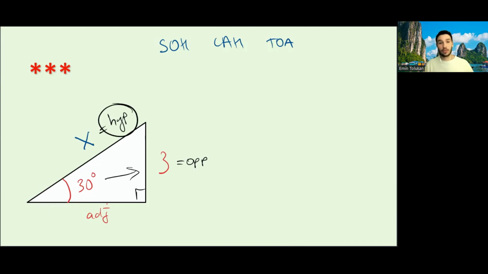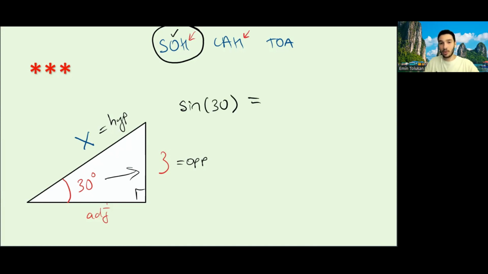X is my hypotenuse. What do I have? I have the angle and I have the opposite side. So which one should I use? I need the hypotenuse and I have the opposite. I need to use this equation. Sine of the angle, sine of 30 degrees, is equal to opposite divided by the hypotenuse. What is the opposite here? 3. The hypotenuse is x. So sine of 30 degrees is equal to 3 over x.